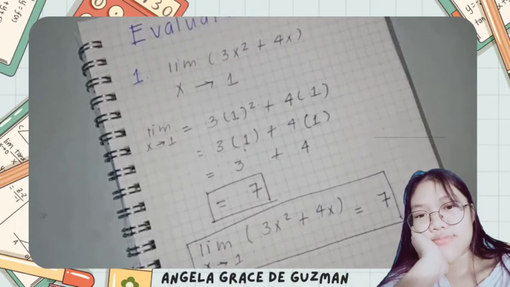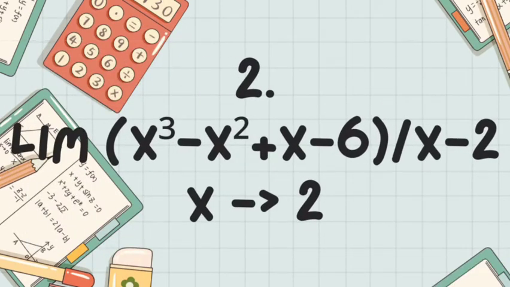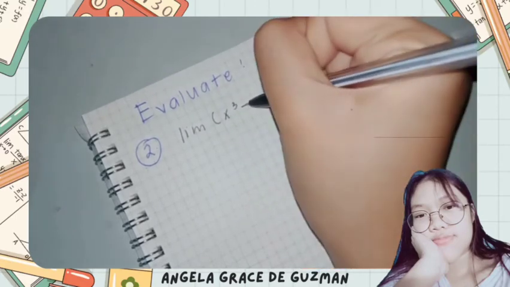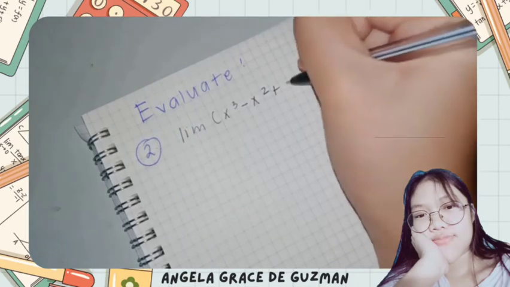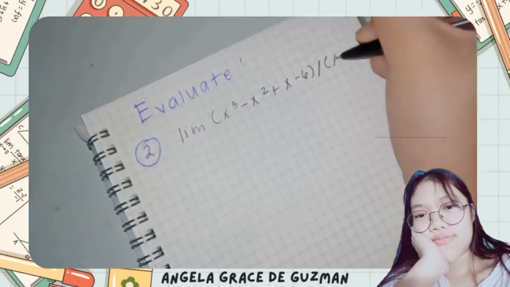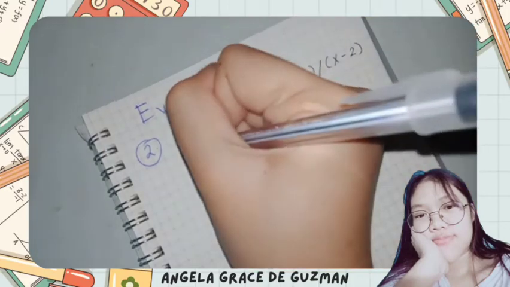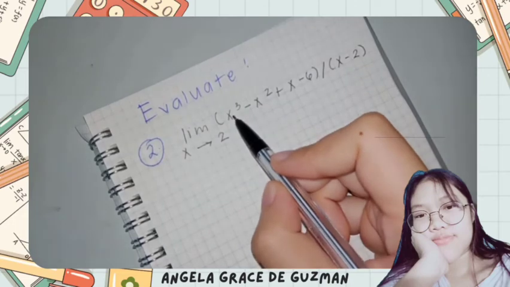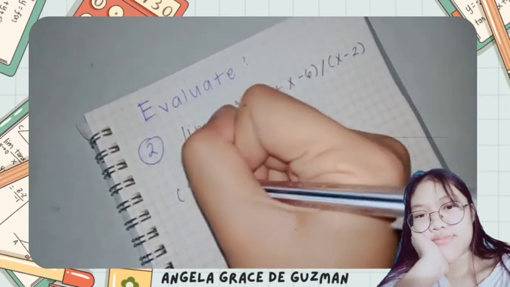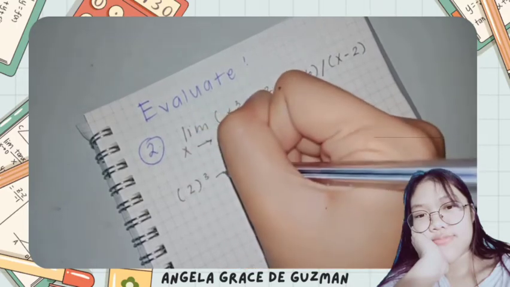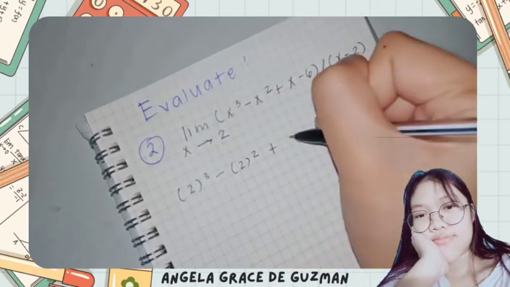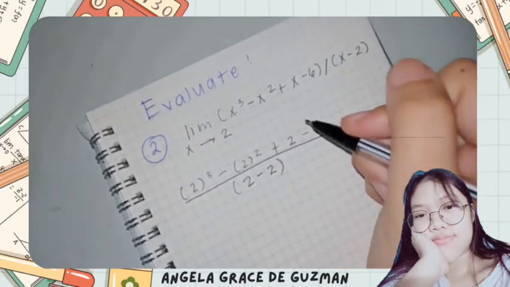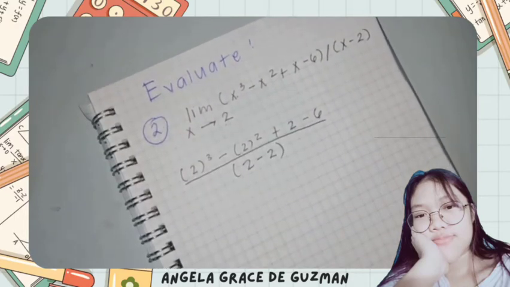So, ayan. Number 2. Limit of x cubed minus x squared plus x minus 6 over x minus 2 as x approaches 2. So dito, let's try na palitan yung x ng 2. So 2 cubed minus 2 squared plus 2 minus 6 over 2 minus 2. So, tignan natin kung ang masasolve natin dito ay limit of function.